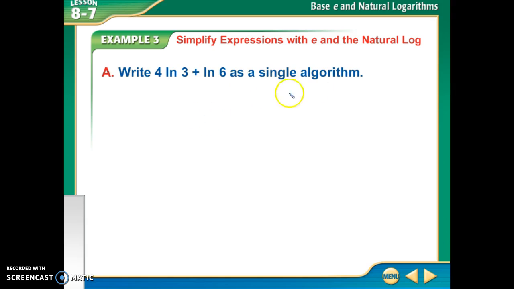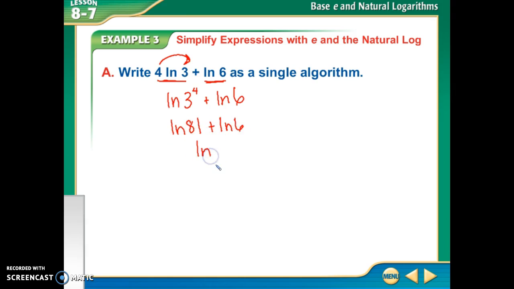All right, so I want to write this as a single logarithm. So I'm going to take this 4 times the natural log of 3 plus natural log of 6 and write it as one natural log. Well, addition means multiplication. But before I multiply, I need to get this 4 back inside as my exponent, just like we do with logs. So this one becomes natural log of 3 to the 4th plus natural log of 6. And 3 to the 4th is 81. And now I'm going to multiply 81 and 6, and that's going to give us 486. So natural log of 486.